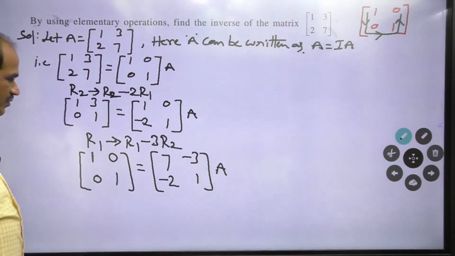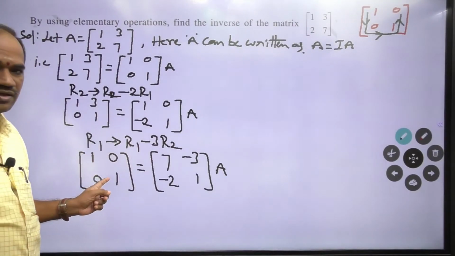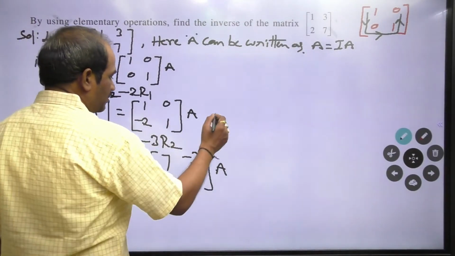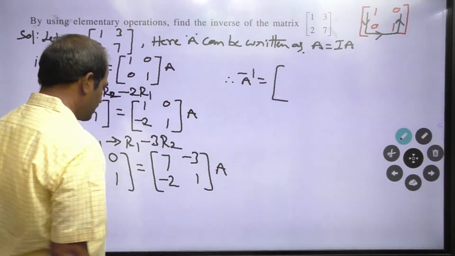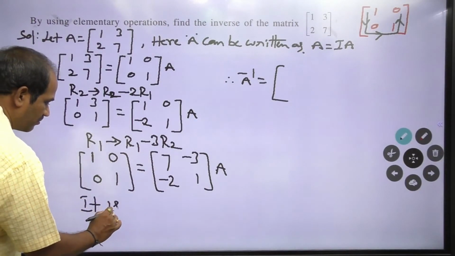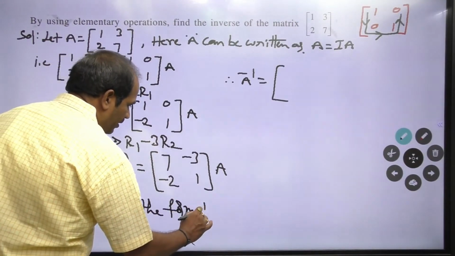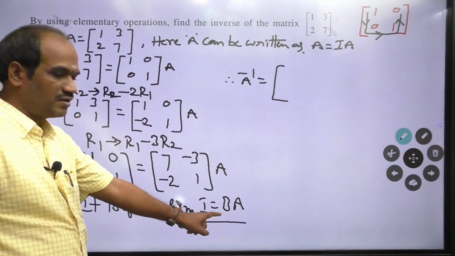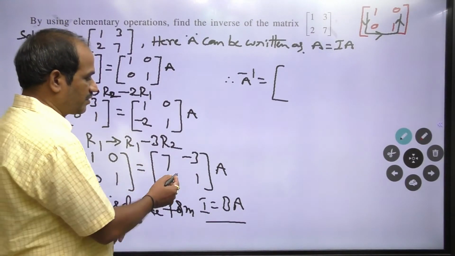See here, it is of the form I is equal to B into A form. I coming 1 0 0 1. So I is equal to B into A form. Therefore A inverse is equal to the B matrix. So B will be the inverse of A. Therefore A inverse is equal to B.